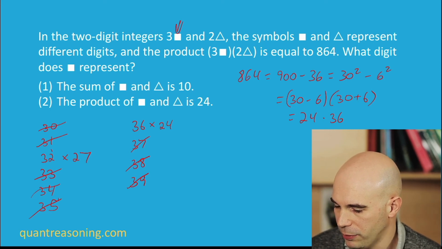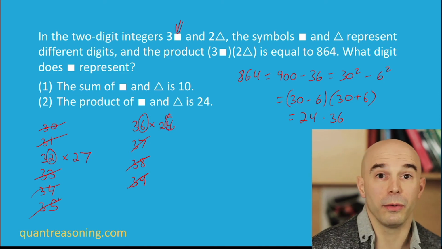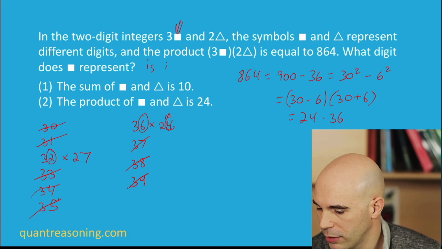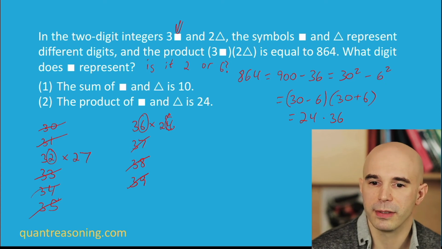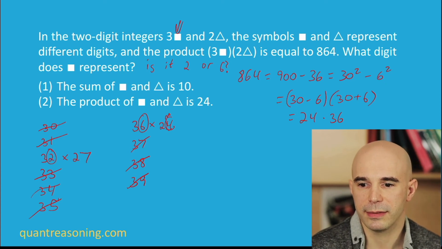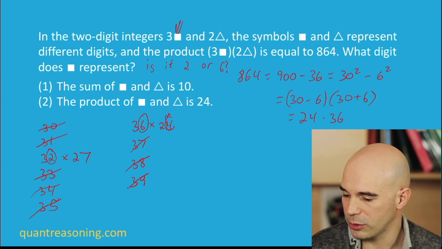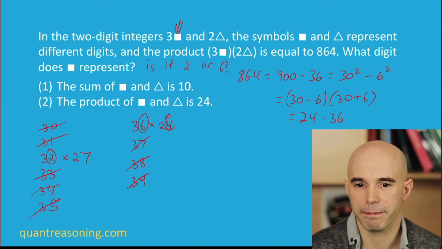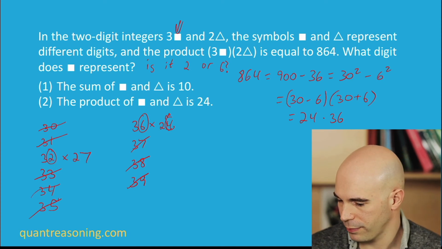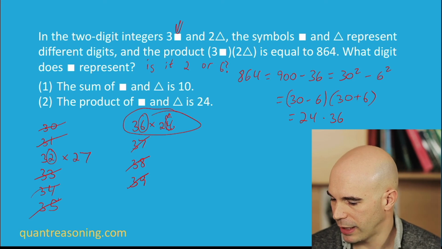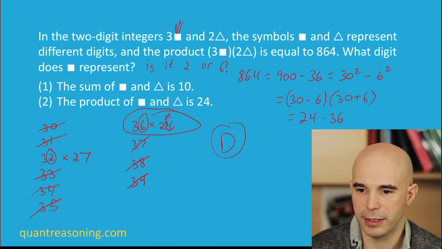So it's either 2 or 6, and we don't know which it is. Is it 2? Or is it 6? I don't know. So I do need statements. But I think each of these statements on its own points us towards the 6. That's from each statement on its own, and therefore the answer is D.